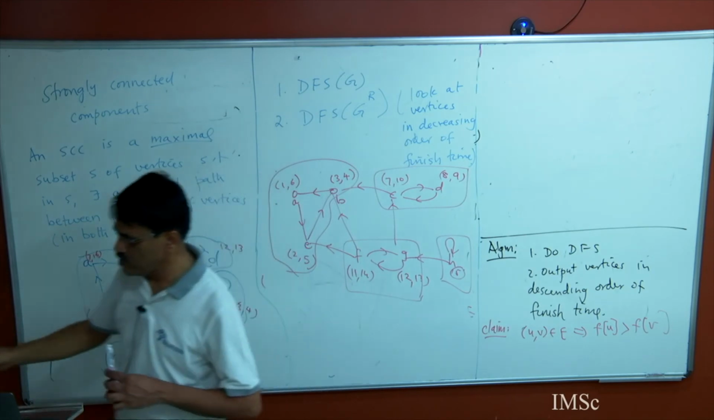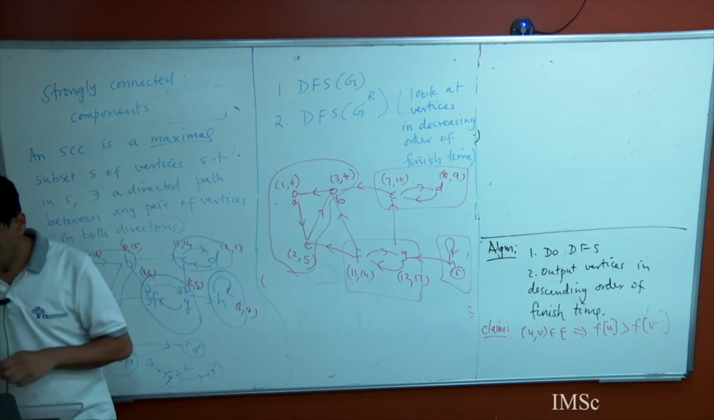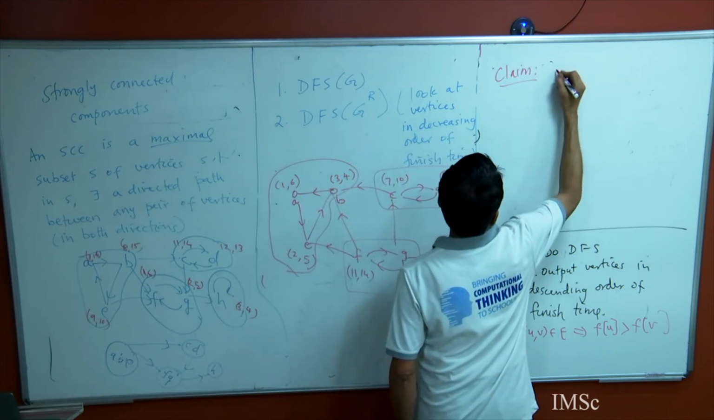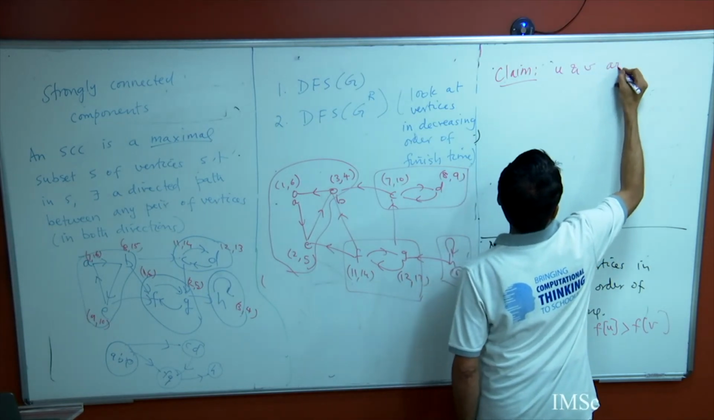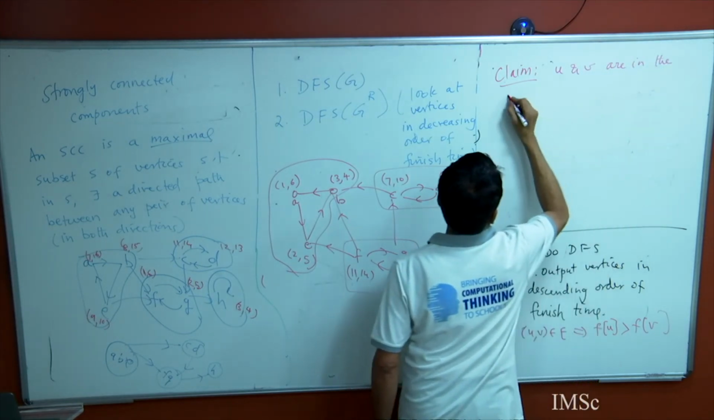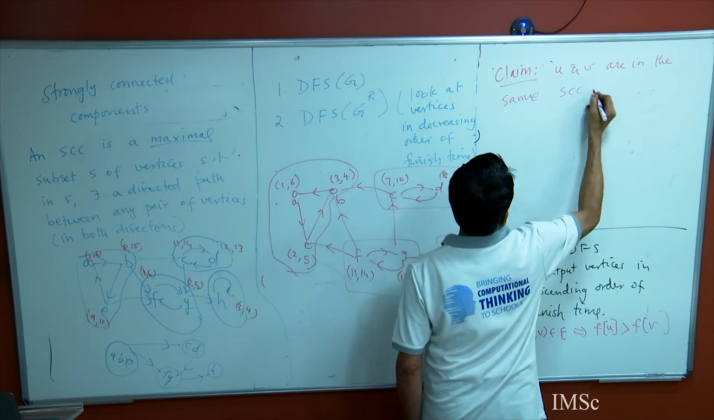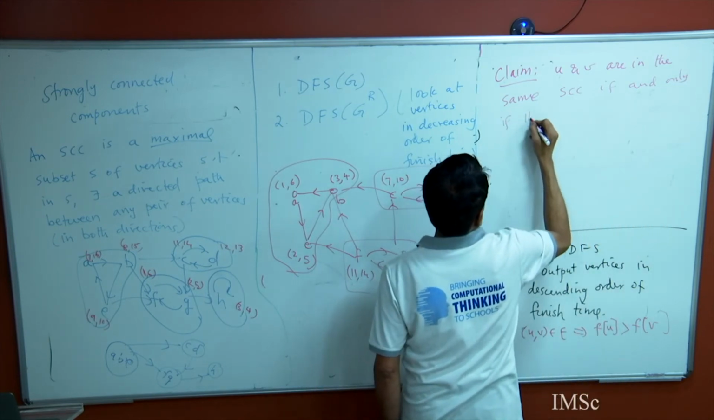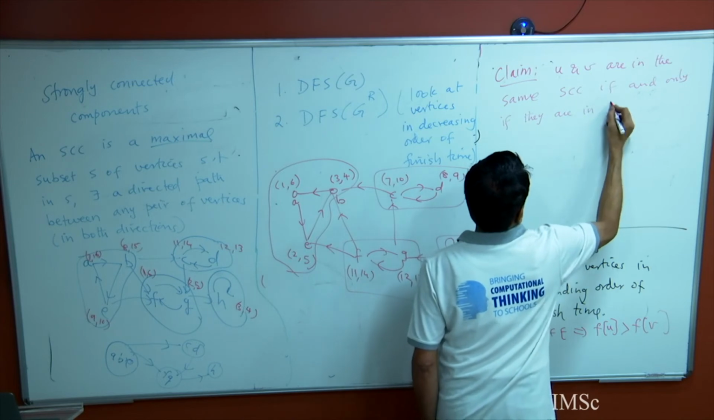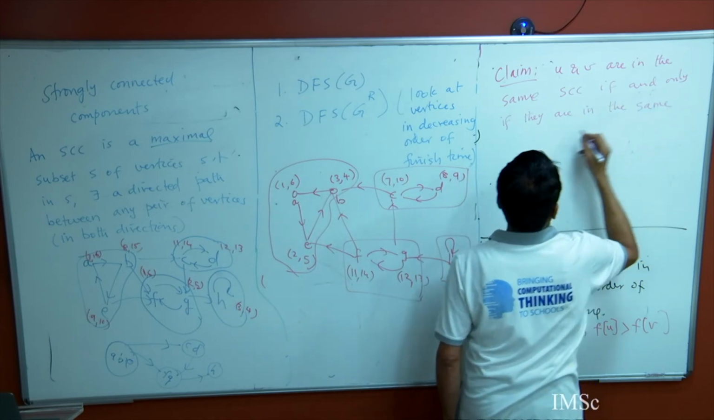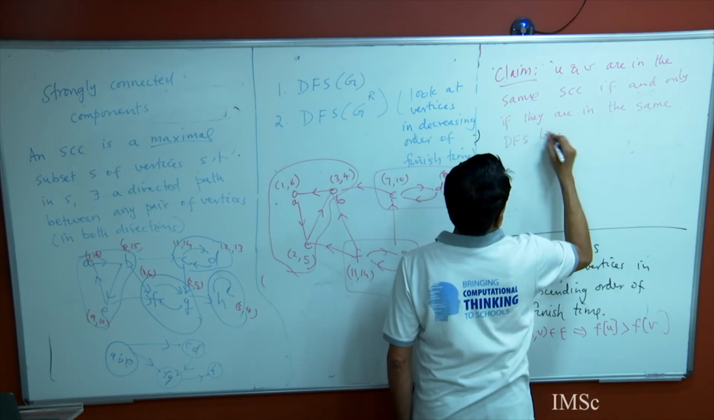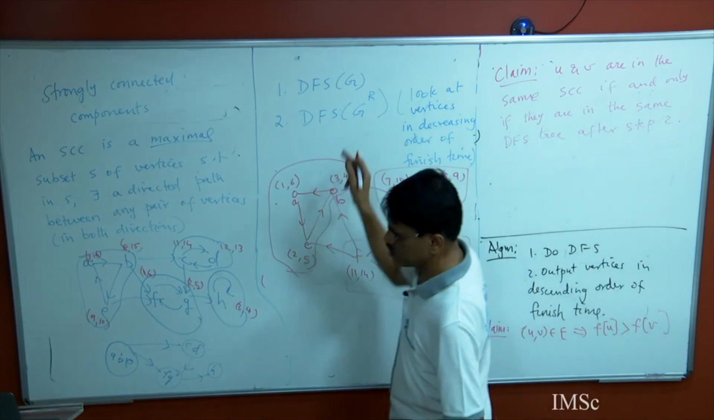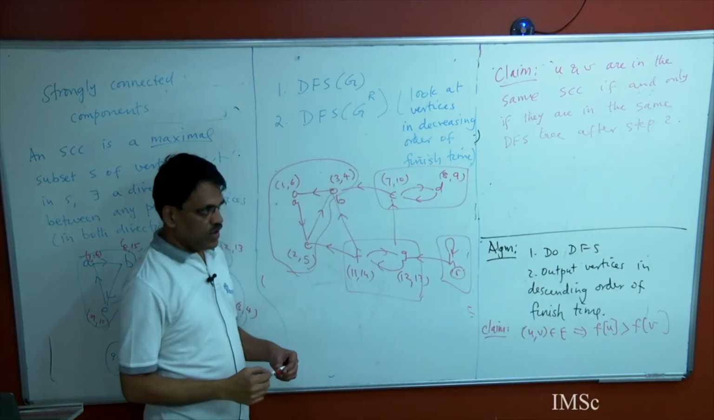Okay, so what do I have to prove now? I claim that U and V are in the same strongly connected component if and only if they are in the same DFS tree after step 2. Right, after doing this is what I have to prove, right?